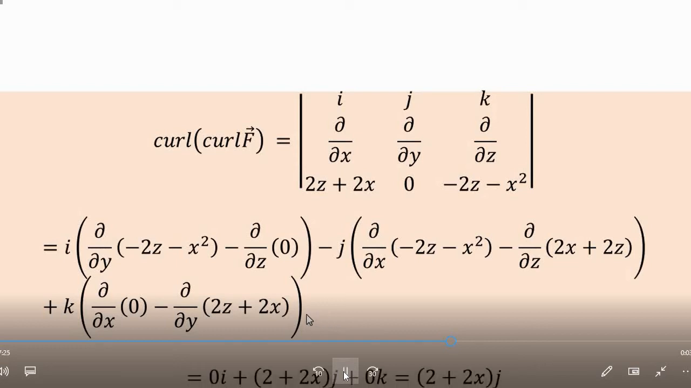Now after evaluating this we get the derivatives of the first terms are 0. Then the derivative of this with respect to x is minus 2x, and this is minus 2. So minus into minus, again we made it as plus. So (2 plus 2x) into j plus 0. So the curl of curl f is equal to (2 plus 2x) into j. See, only the j coordinate will be present.